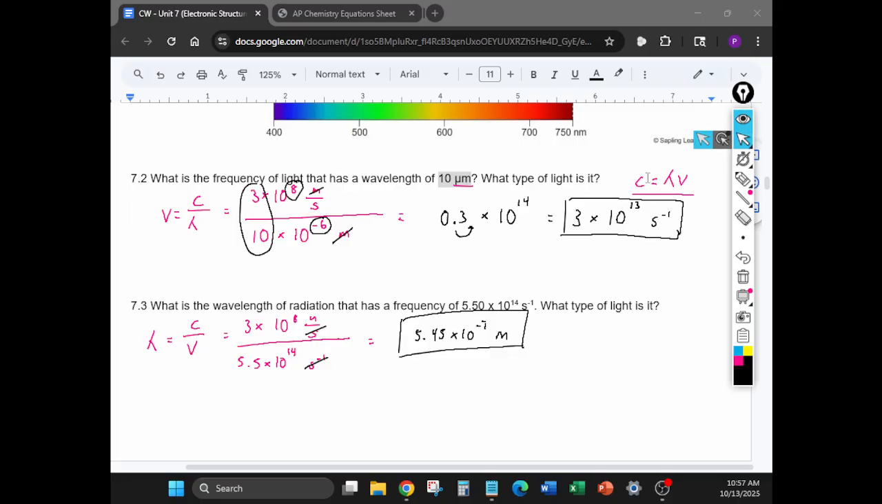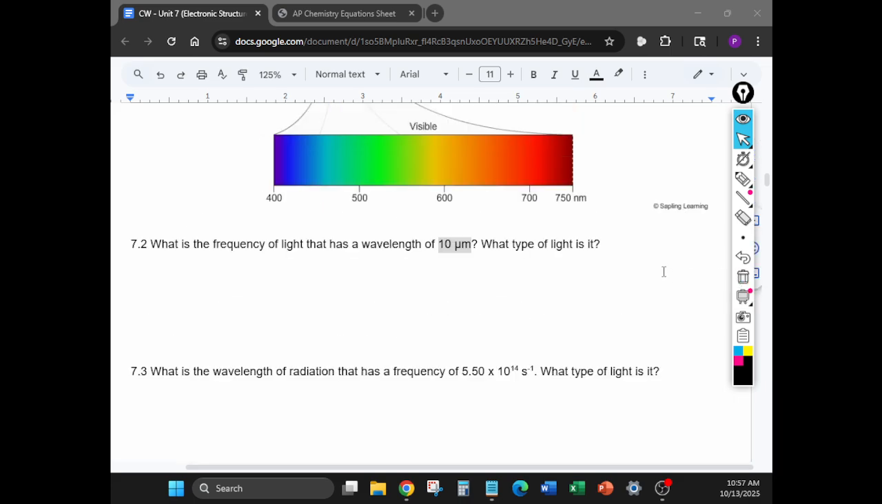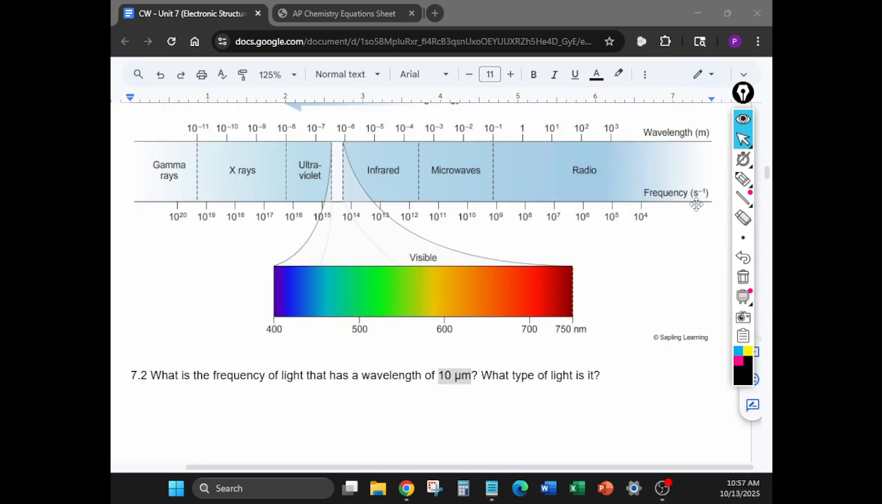All right, now we just need to figure out what type of light each of these values give us. So let's go to the first one, 3 times 10 to the 13 per second. So that's frequency. So we're gonna go to the spectrum and look for that. So we're looking at frequency, we're looking right here. 3 times 10 to the 13 is gonna be around here, 10 to the 13th. So for 7.2, you should get infrared light.